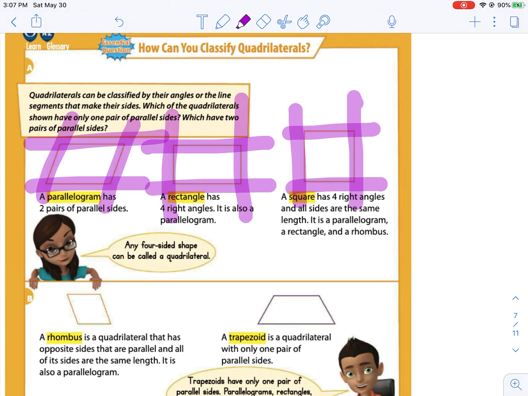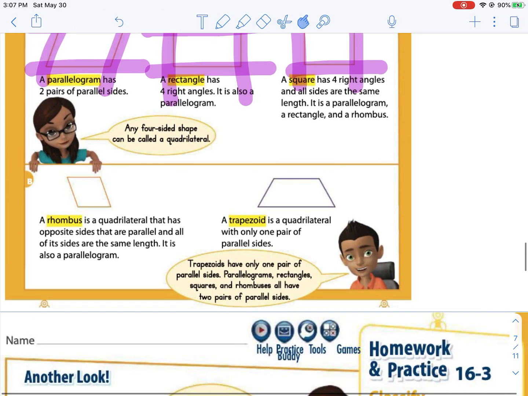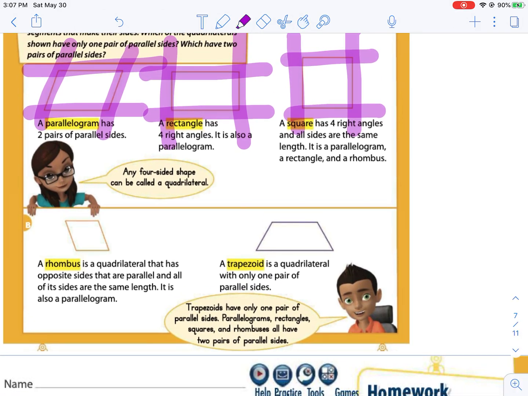All right, so remember, congruent means they're the same size. I think we talked about that when we were talking about angles. All right, let me move up.